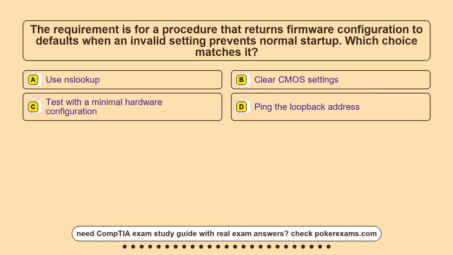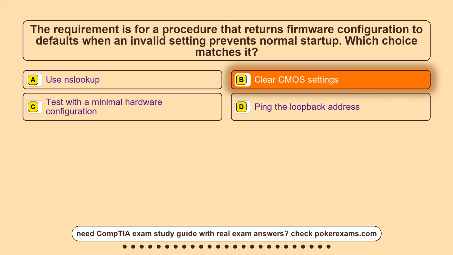Question 18. The requirement is for a procedure that returns firmware configuration to defaults when an invalid setting prevents normal startup. Which choice matches it? Option A. Use sense lookup. Option B. Clear CMOS settings. Option C. Test with a minimal hardware configuration. Option D. Ping the loopback address. The correct answer is option B.